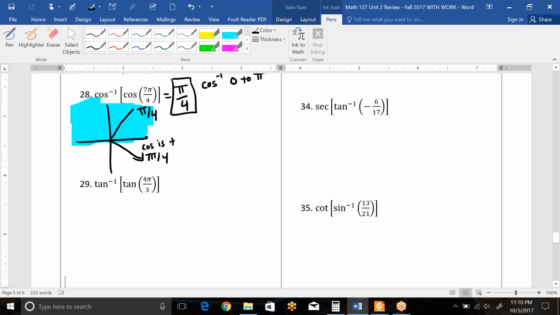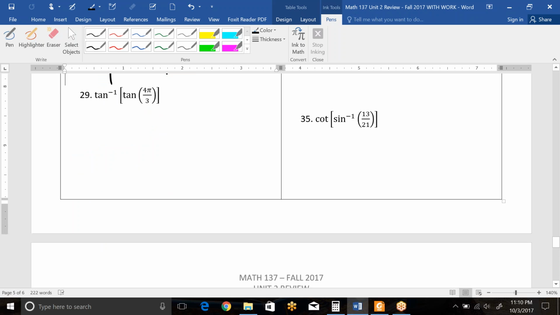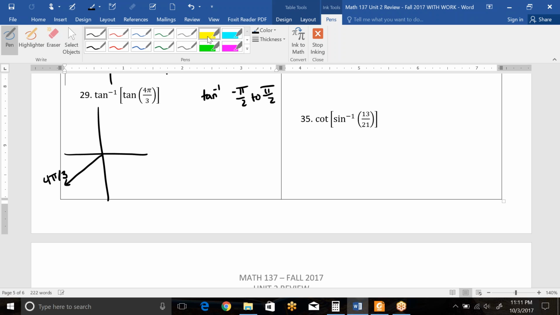And then for tangent, when you're doing the inverse function with tangent, you want to make sure that you are between negative pi over 2 to pi over 2. Sine and tangent both have the same inverse function domain. And again, 4 pi over 3 is not in the correct range. In fact, 4 pi over 3 is down here in quad 3. So tangent only makes sense when we're in quads 1 and 2 when you're talking about the inverse function.